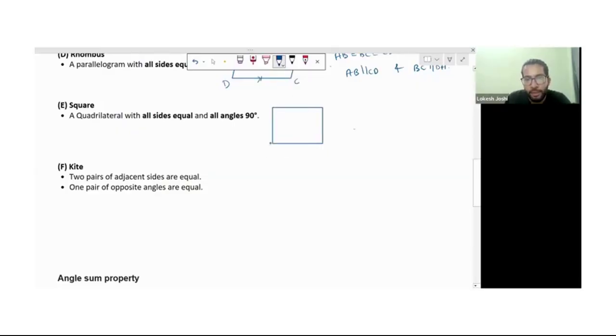Okay, suppose in this figure or quadrilateral ABCD, we have AB equal to BC equal to CD equal to DA, and each angle is 90 degrees, which means angle A equals angle B equals angle C equals angle D, and all are 90 degrees. Okay, so we can say this one is a square.